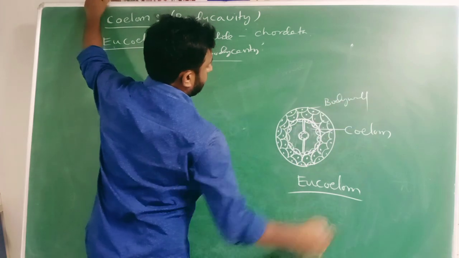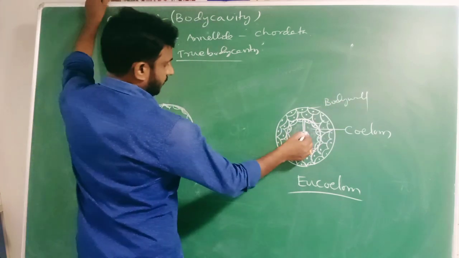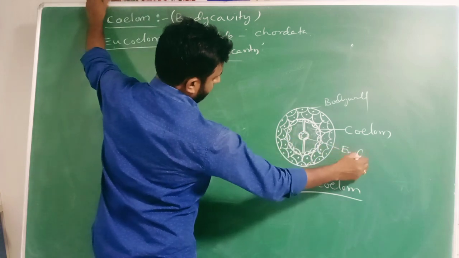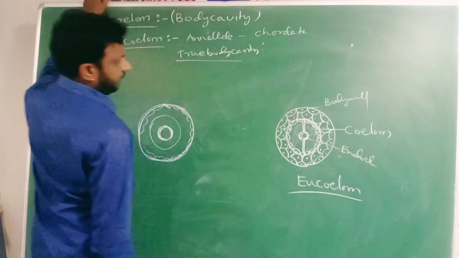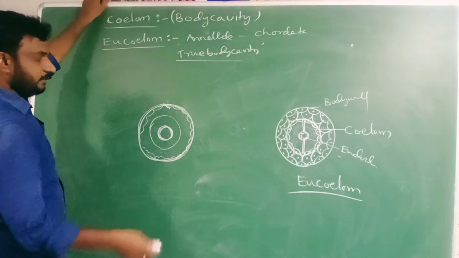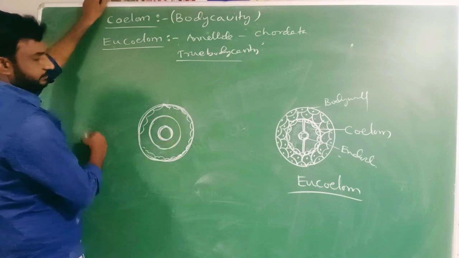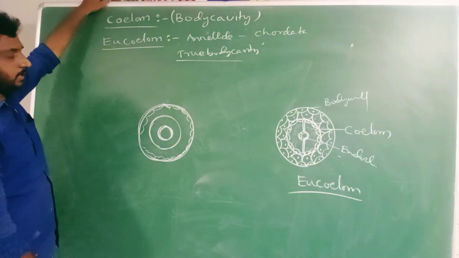Ectoderm gives rise to the body wall. Then endoderm gives rise to the lining of the gut. Between the ectoderm and endoderm there is one more layer, which is called mesoderm.